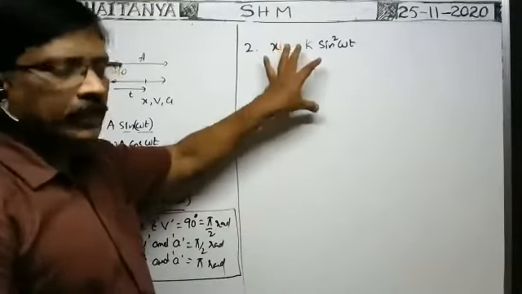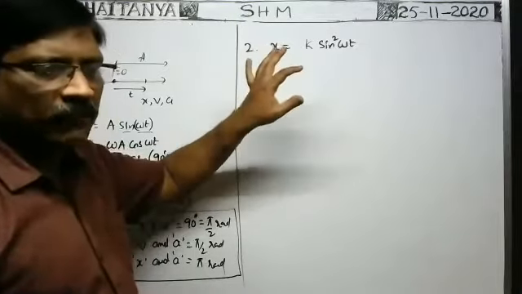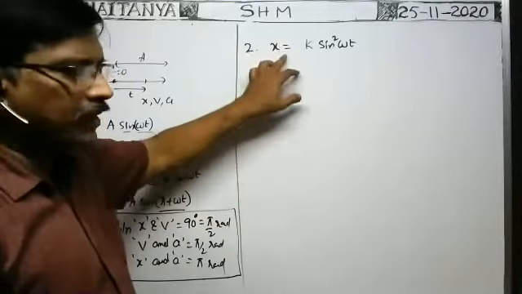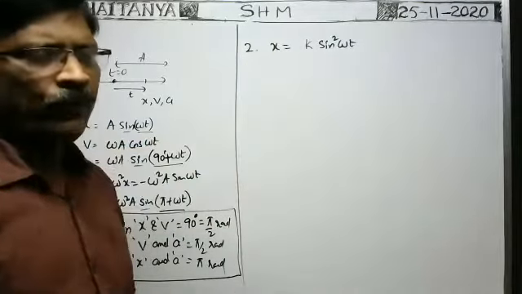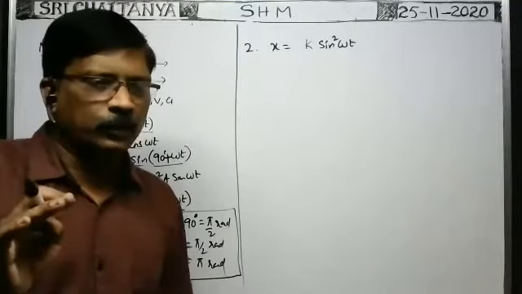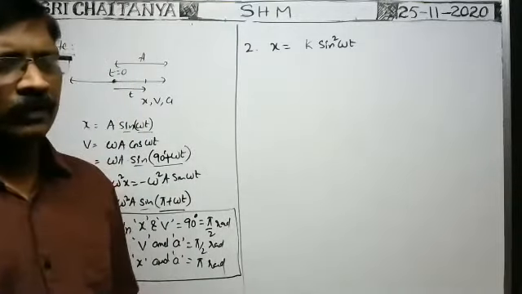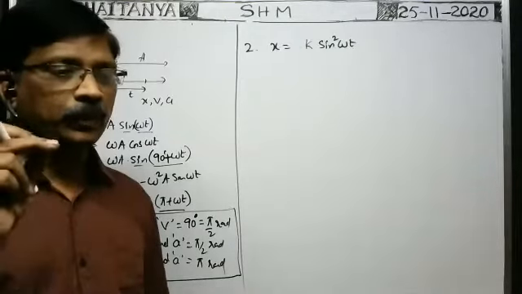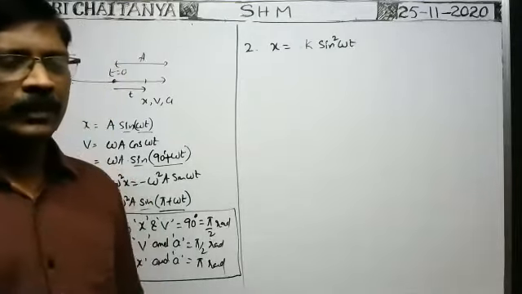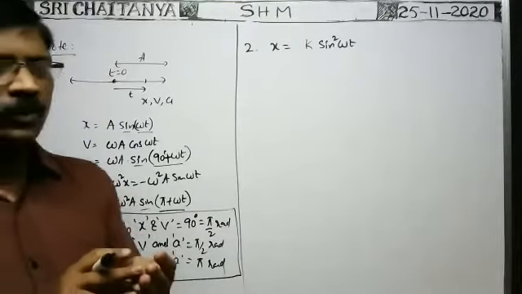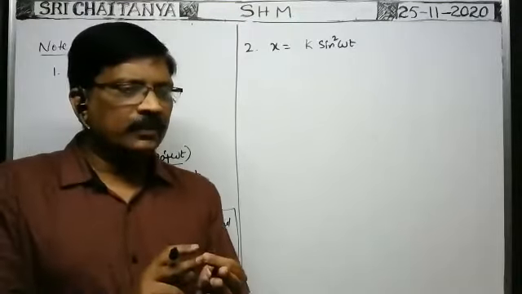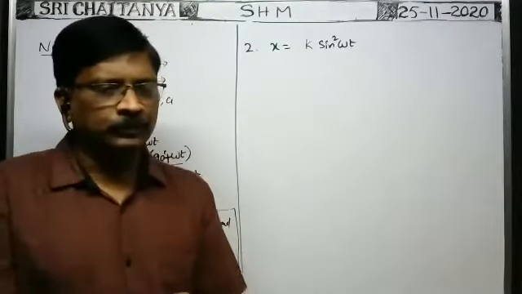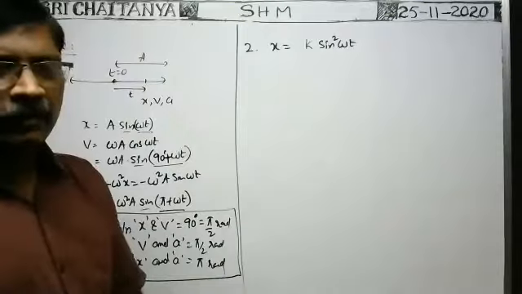Does this equation represent the motion of a particle which is in simple harmonic motion or not? For any particle to execute simple harmonic motion, what is the condition? a is equal to minus omega square x. That means acceleration is directly proportional to minus x. That means the acceleration is directly proportional to displacement, opposite to each other, and the acceleration is always directed towards a fixed point or mean position.